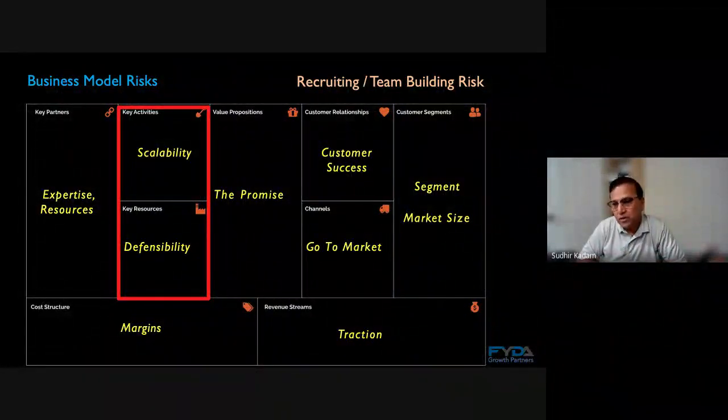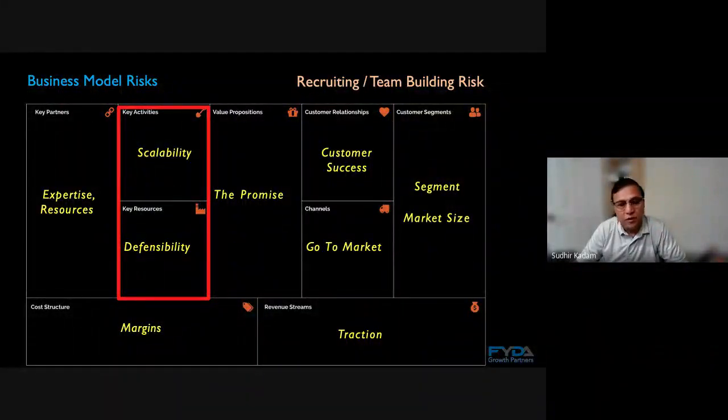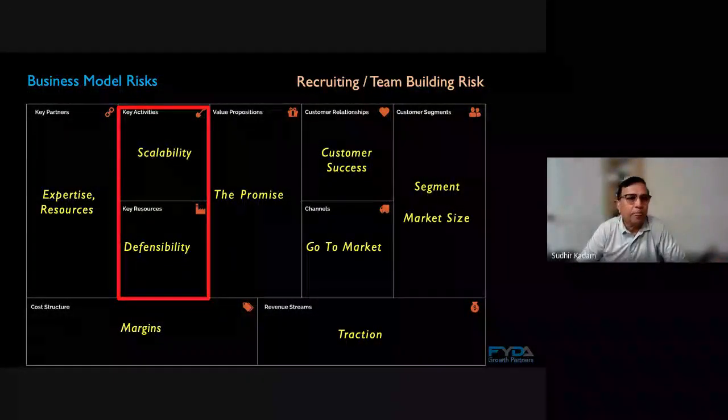So that is a huge risk which people have. And if you cannot build a good team, if you cannot scale your team, and if you cannot find the right talent, investors will certainly put their finger on this and try to watch this area.